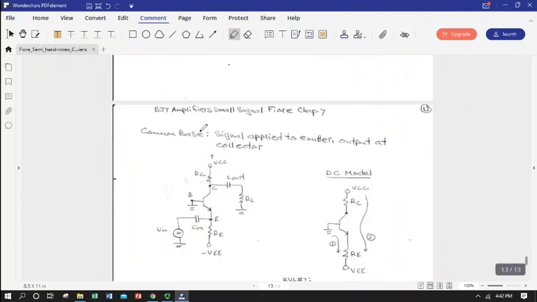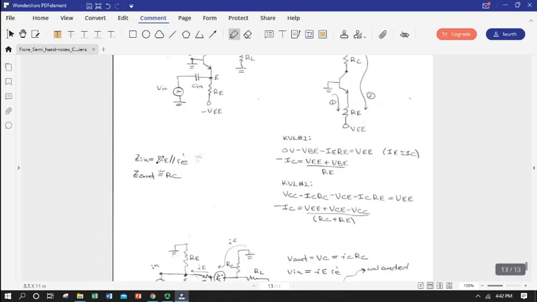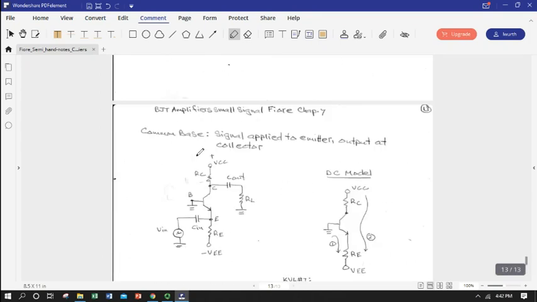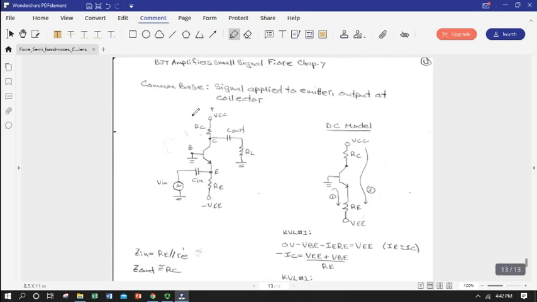Okay, we'll not step through more of that. Common base. This is our last common configuration that we'll go through. So remember, this one gives us a lot of voltage gain, but unity current gain. So let's walk our way through. How do we define common base?